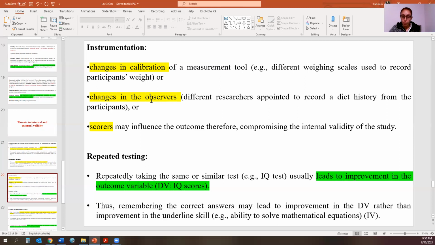So now you have repeated testing. This is quite interesting, guys. In repeated testing, for example, what does this mean? It means that, for instance, if I did a pre-post intervention, okay, I asked moms to complete a set of questions, and then I gave an intervention, and then immediately afterwards, I asked them to complete these questions again.